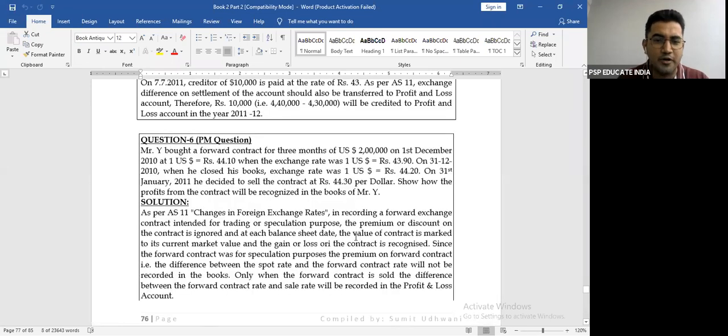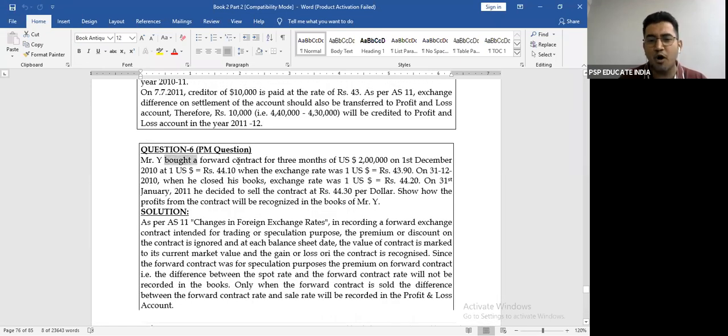However, in the given question, they have directly told you that we have bought a forward contract. So this statement will tell you that we are doing a transaction of speculation. We are not doing a hedging transaction. We are entering into a transaction for speculation.